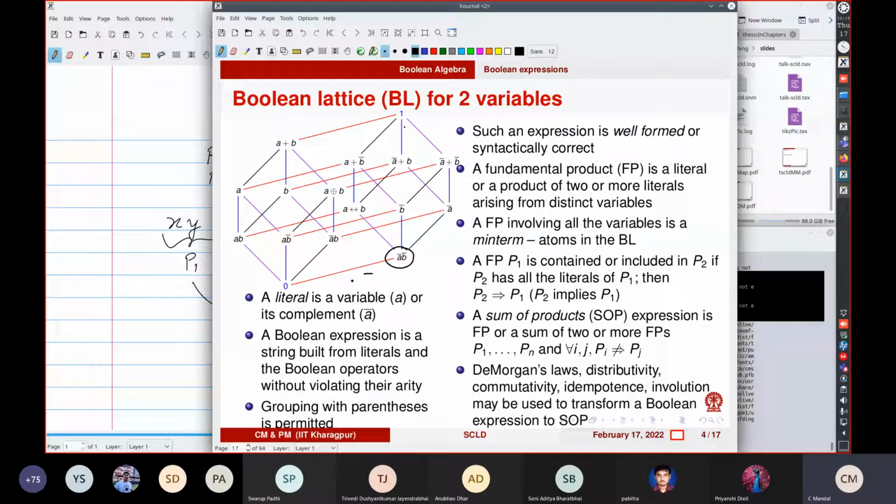And all other nodes can be expressed as the join. Join means plus. So these three, and, not, and, or, using these, as you can see, you are able to express all the Boolean functions. These are just short forms.